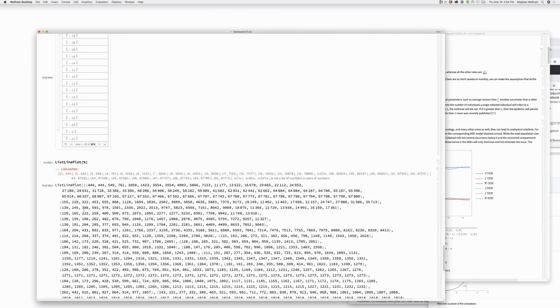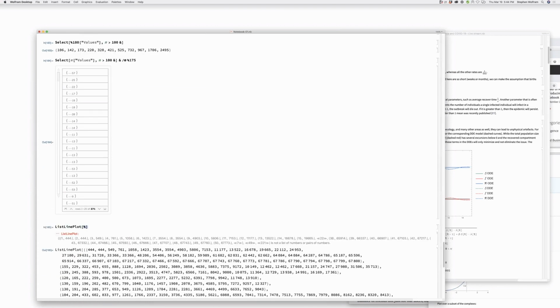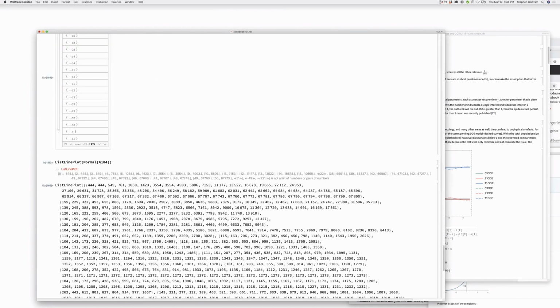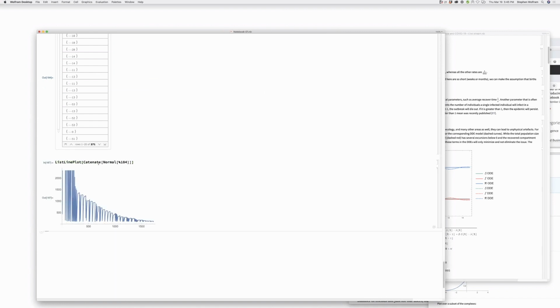Yeah, list line plot. Oops, what do I want to do here? I want to say %184. Wait, do you need to concatenate it in some way? No, the problem is there's lots of different length. No, I don't think that's the issue. I think you just need to concatenate or something. I don't understand why it's step 3. That is clearly not what we want.